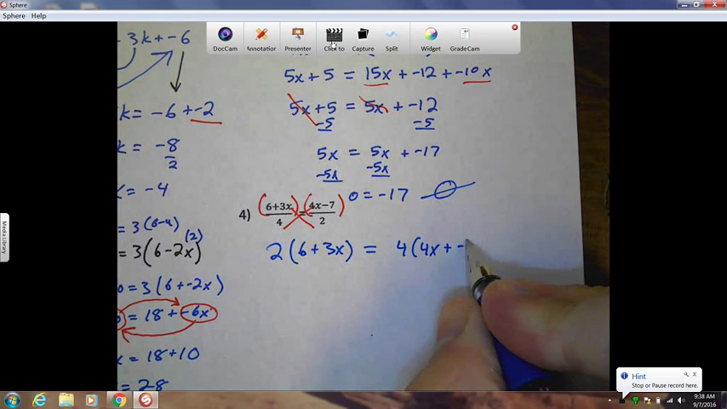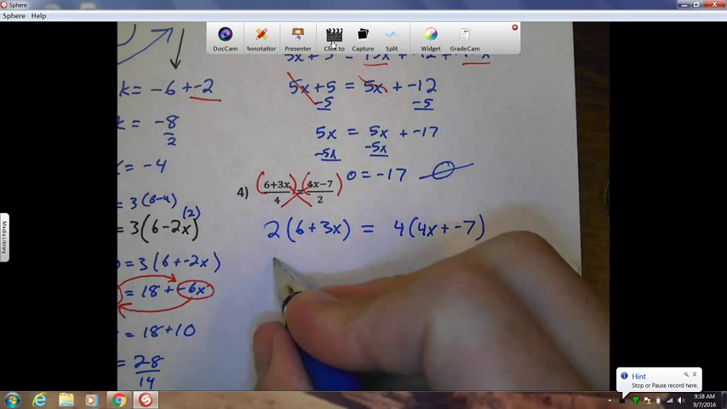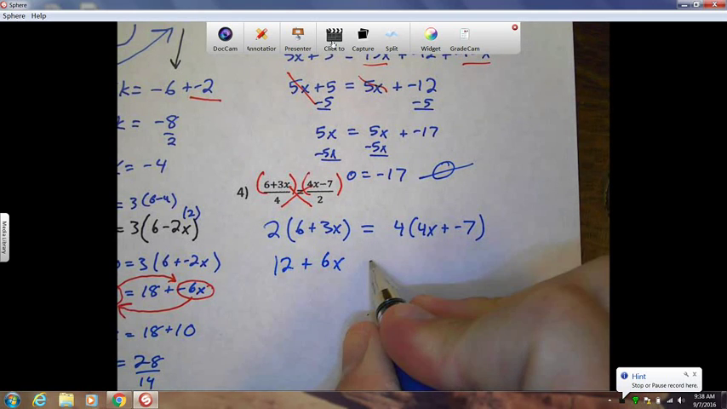So I cross-multiplied, I used parentheses, I used addition of the opposite. Get in the habit of doing those things. Now I'm going to do distributive property. 12 plus 6x, 16x plus negative 28.